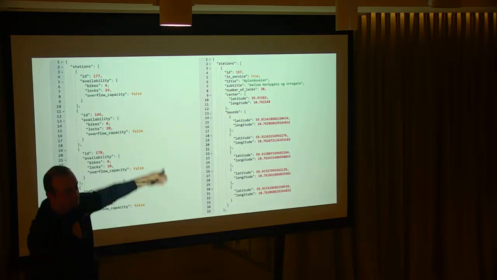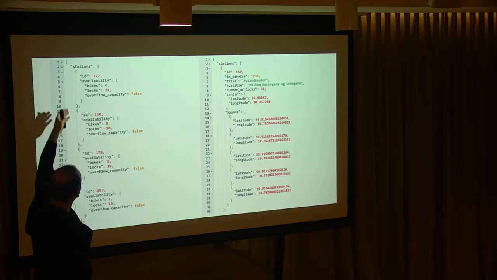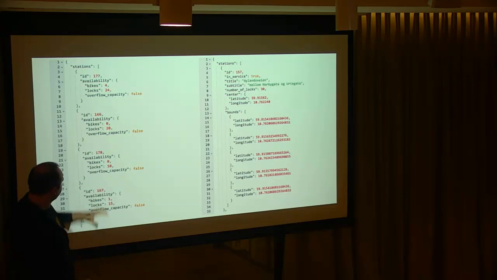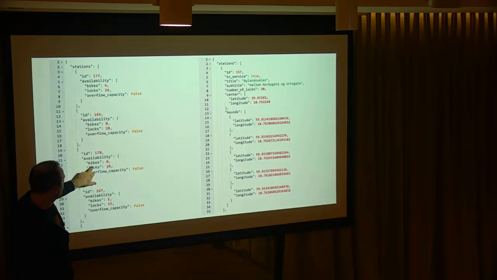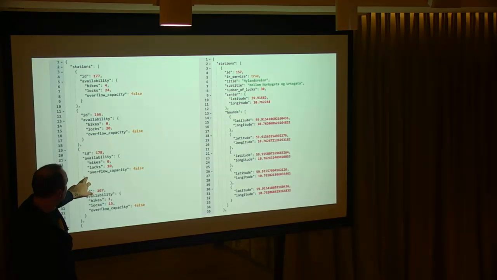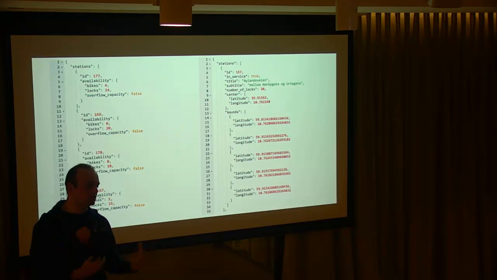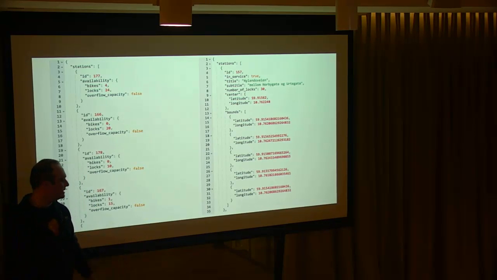So 200 to 300 of those. And then, for each station, every 10 minutes I think, you get new data looking like this. You have the ID, which is the same as there. You have the availability of how many bikes are available. Here you have no bikes at all, but there are 10 locks. And there is also some kind of overflow capacity, so you can actually leave bikes there even when everything is locked, so they don't use all of the station.